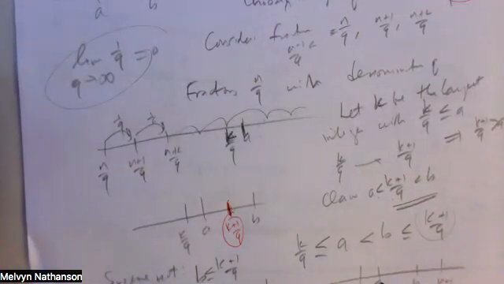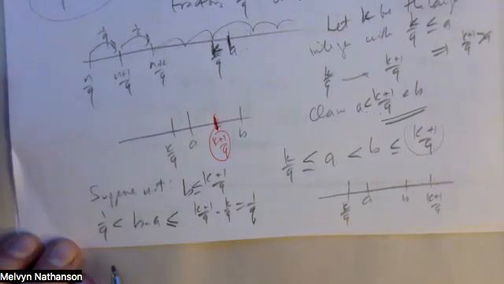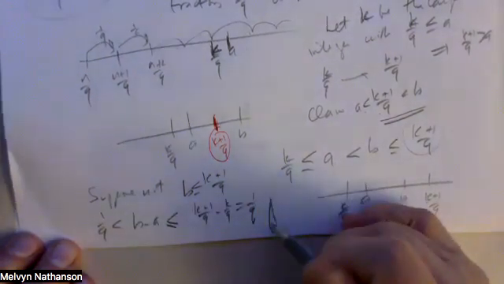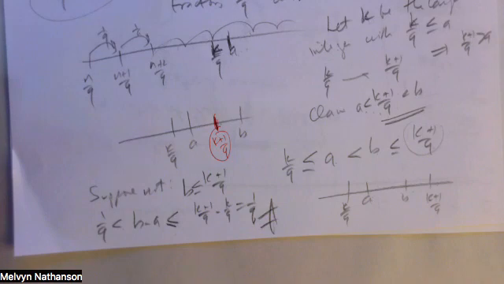So b minus a is less than or equal to (k+1)/q minus k/q. But b minus a was chosen to be bigger than 1/q. So this says 1/q is strictly less than 1/q, and that is a contradiction. So it has to be the case that (k+1)/q is strictly between a and b, which says that between any two numbers, there's always a fraction.